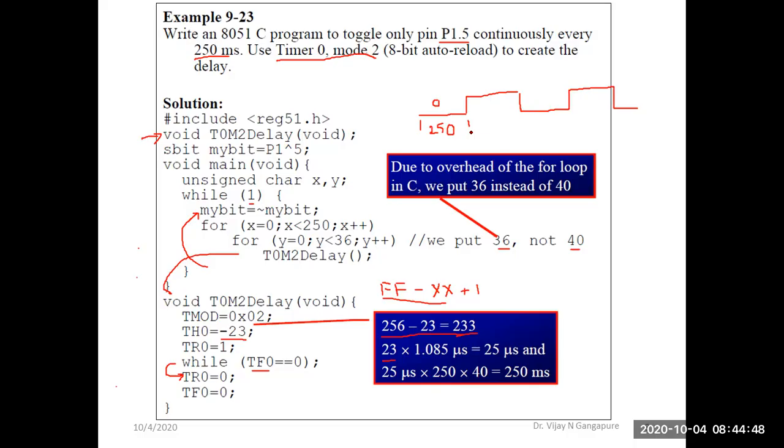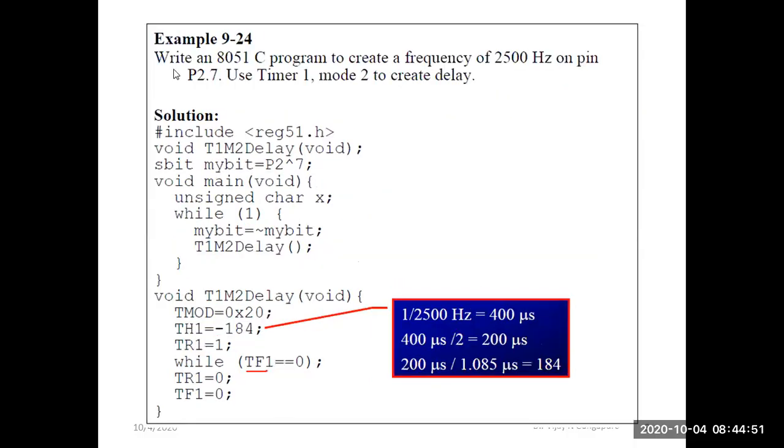Okay, so this is the first program, and the next program: write an 8051 C program to create a frequency of 2500 hertz on pin P2.7, which means on pin number 7 of port 2 we have to generate a 2500 hertz frequency square wave. For that I have to use timer 1 mode 2. A 2500 hertz frequency means its time period is 1 divided by 2500 hertz, that is 400 microseconds.